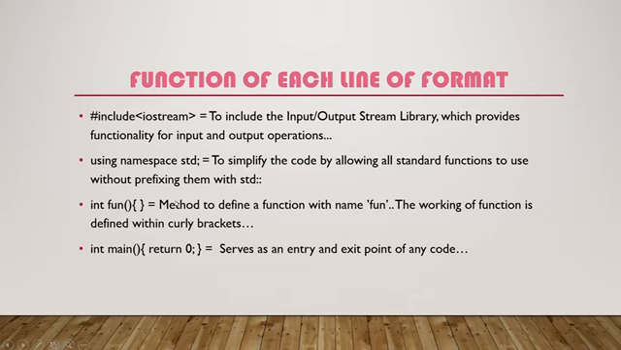Next line is int function. We write this to add a new function which is originally not given in the CPP code. We do it by adding a function and giving it a random name, like here the name is fun, which means function. The working of the function, or the code of the function, is given in the curly brackets, and the variable is given in the normal brackets. Next line is int main and return 0. This is basically the entry and exit point of the code. All the main content of the code is written in between the curly brackets.